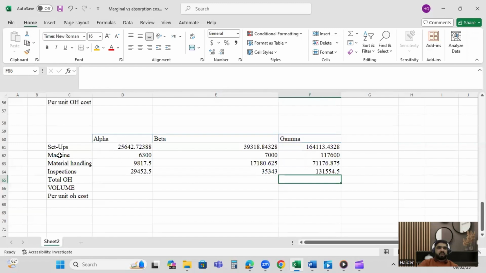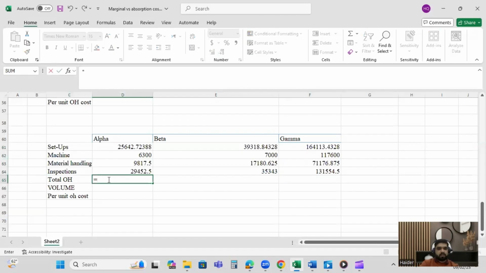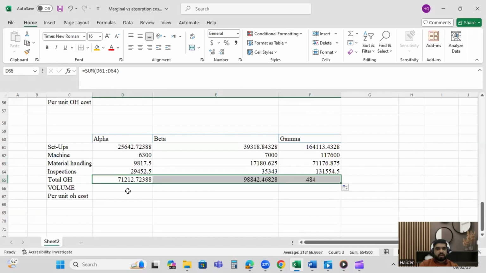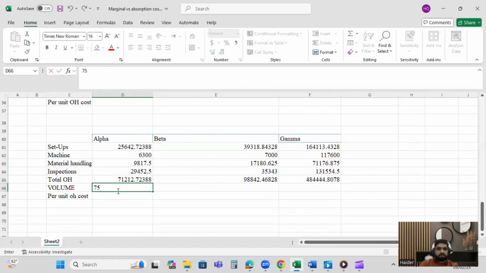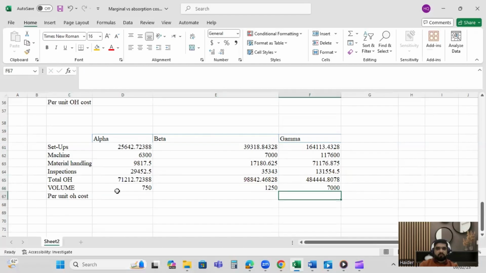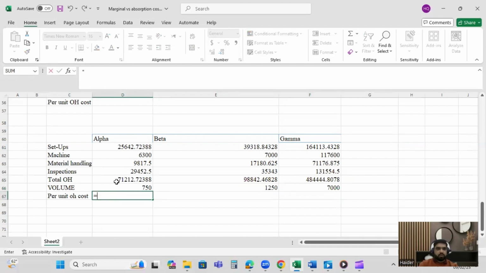Based on all four activities, setups, machine hours, material handling, and inspections, we have calculated the cost of each product in terms of overheads. So we need to total all the overhead costs. Why are we totaling it? Let me tell you in a moment. This is the total overhead cost of alpha, and that's the total overhead cost of beta and gamma. The number of units to be made for alpha is 750, beta 1250, and gamma 7000. If you want to know the overhead cost of each unit, divide the total overhead cost of the product by the number of units. And that's it. Drag this formula for all.